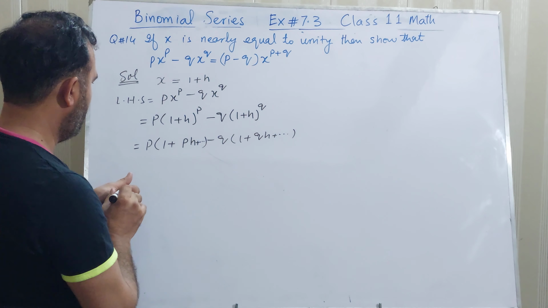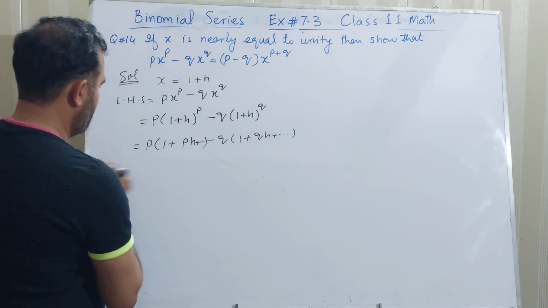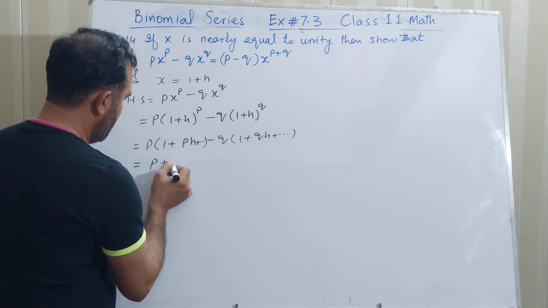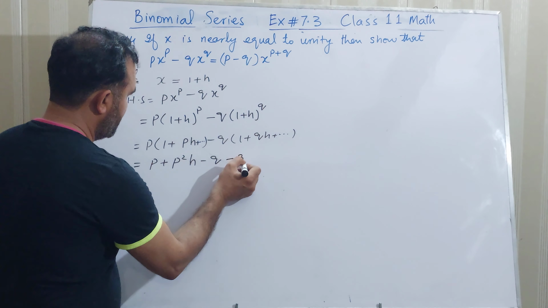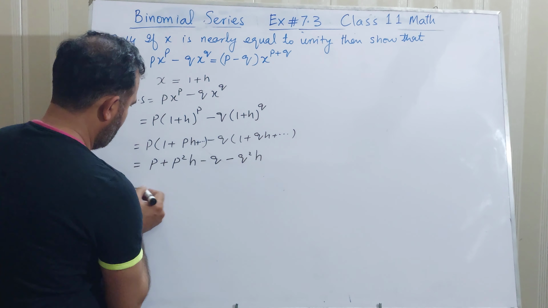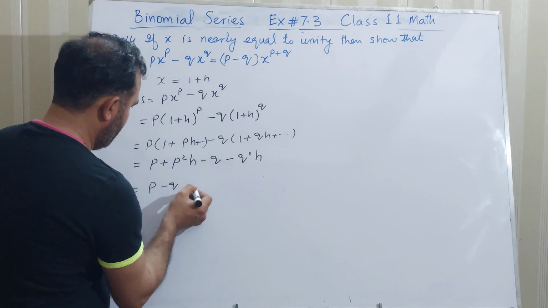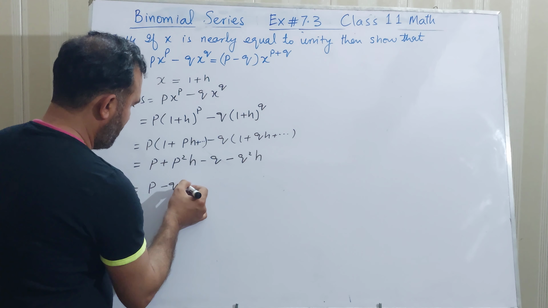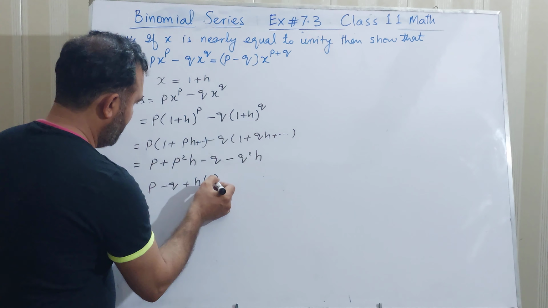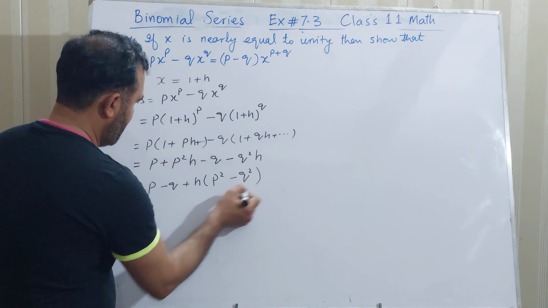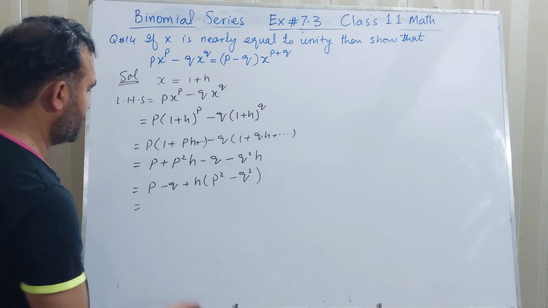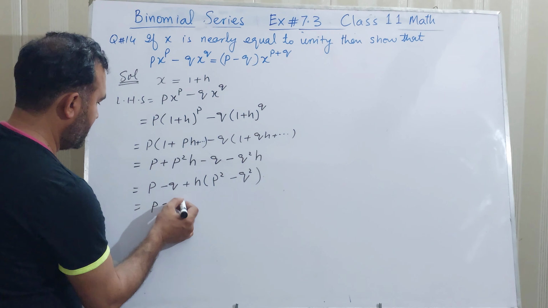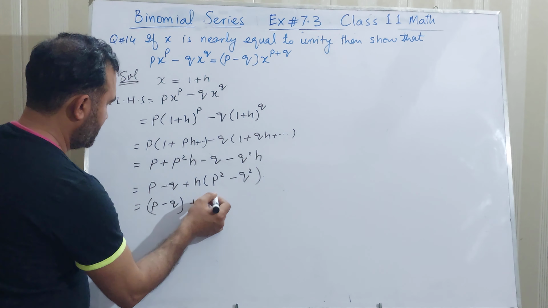So multiply p and q with these 2 terms, so it will be p plus p square h minus q minus q square h. So write p minus q separately, and now take h common from here. So it will be p square minus q square. Okay, and now we can factorize this p square minus q square, which will be equal to p minus q plus h.